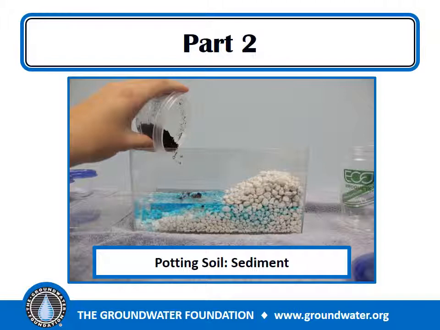Second, have the assigned student from each group add the potting soil to the lake. Explain how when natural vegetation is removed, such as during deforestation or construction, sediment or soil can wash into surface water. Too much sediment can hurt aquatic life by making it difficult to breathe and by blocking much needed sunlight to aquatic plants.